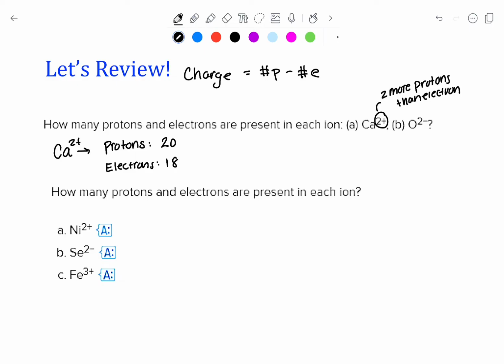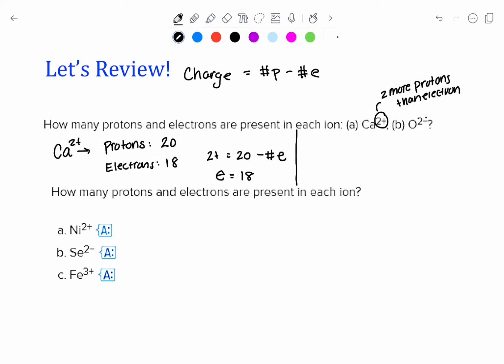We can plug that in. We have 2+ is equal to 20 minus our number of electrons. Subtract off 20 from 2, and we get electrons is equal to 18. Okay, so our number of electrons is 18. That leaves us with a 2+ charge.